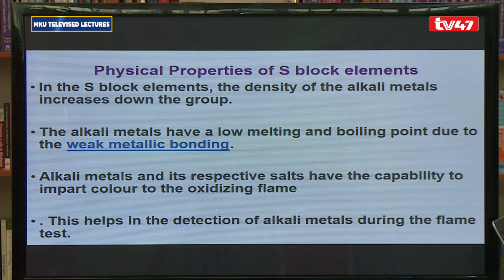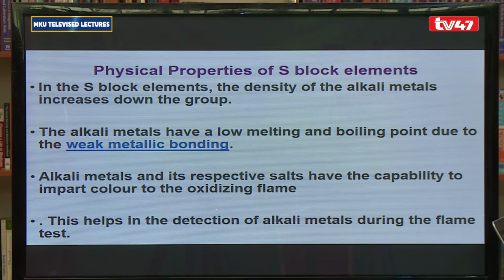So for you to excite the electrons in beryllium and magnesium, you require a more energetic flame, or more energy, to be able to excite them to higher energy levels.